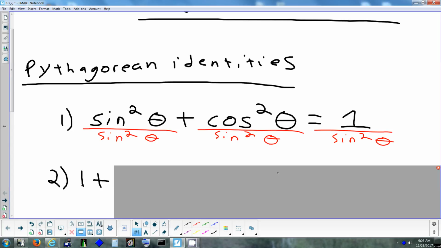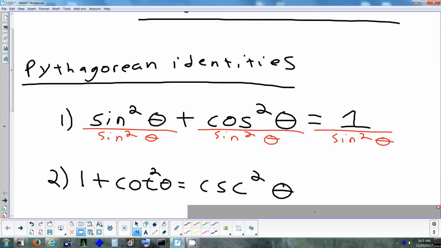What about cosine squared over sine squared? We know what cosine over sine is. So what do you think cosine squared over sine squared is? Cotangent squared. Yep, cotangent squared equals... And now, can somebody remind me, what's 1 over sine? Cosecant. So what do you think 1 over sine squared is? Cosecant squared. Okay. And that's the second Pythagorean identity. So the second one is really just the first one, dividing everything by sine squared.